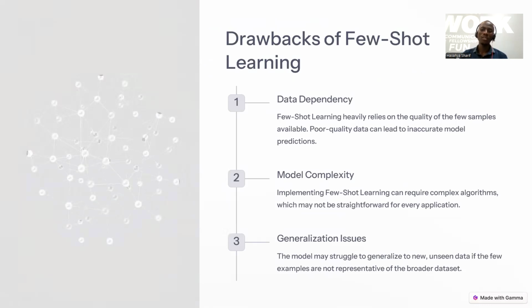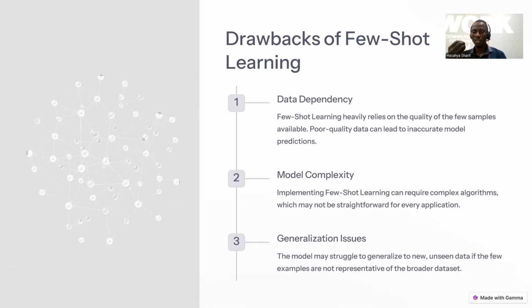Then the drawbacks of few-shot learning. One, which is the main one, is data dependency. Remember, we are using a few samples to train our model. So if we are using a few samples, we need to rely on high quality data to train this. Poor quality data will always lead to inaccurate results. So if you are going for this model, let your data be of quality.